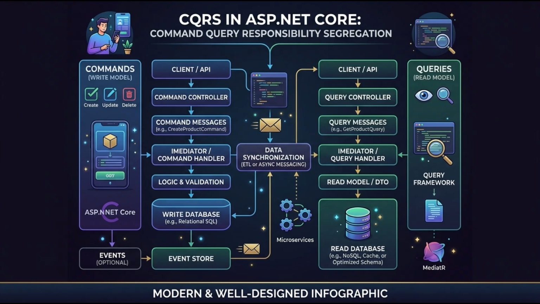First, commands. These handle write operations like creating, updating, or deleting data while enforcing business rules. Second, queries. These handle read operations like fetching data. By separating both sides, we can scale, optimize, and secure them independently, making the application faster, scalable, and easier to maintain.